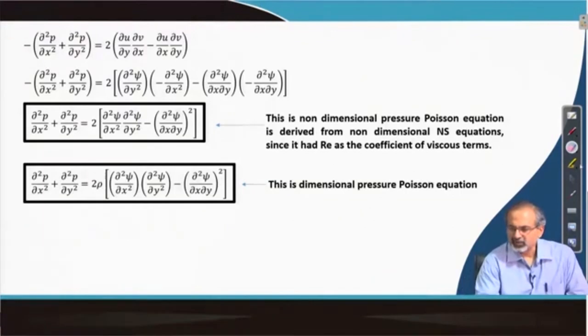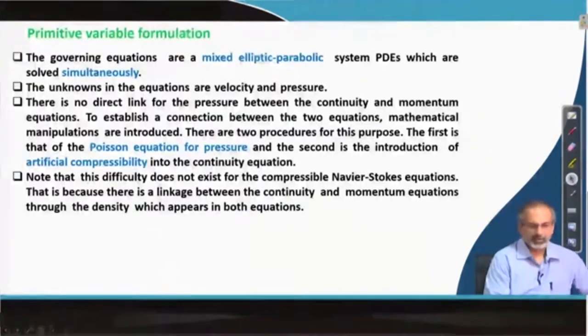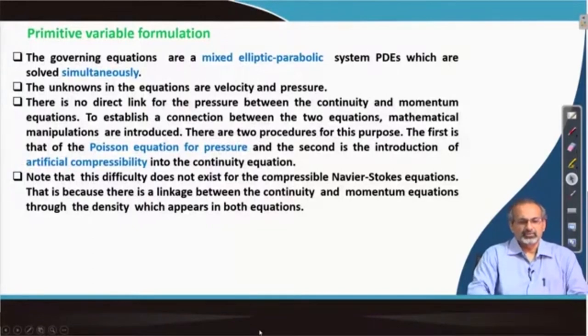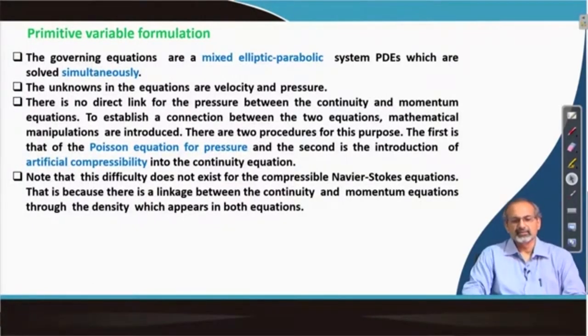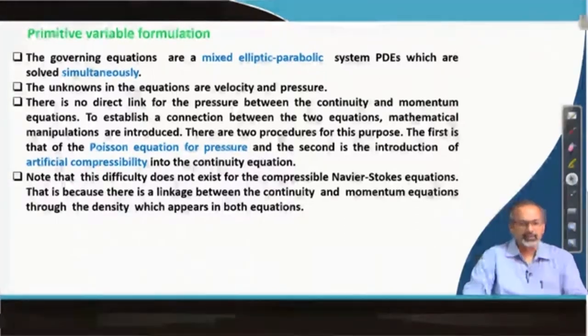So, we will now discuss the primitive variable formulation. In primitive variable formulation, the governing equations are a mixed elliptic parabolic system of partial differential equations, which cannot be solved in sequence like we had in the vorticity stream function formulation. They have to be solved simultaneously. And of course, the unknowns are the velocity and pressure, and there is no direct link for the pressure between the continuity and momentum equations. To establish a connection between the two equations, you have to do some mathematical manipulations.